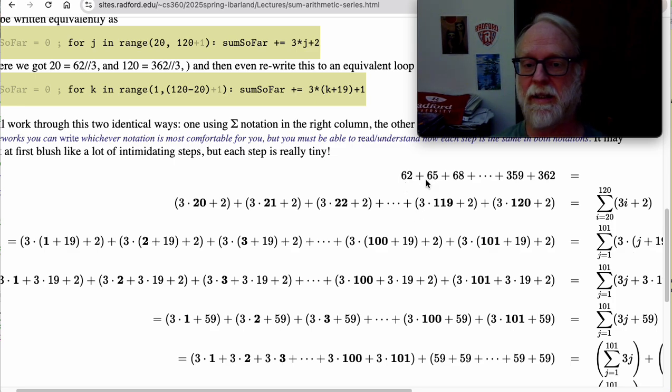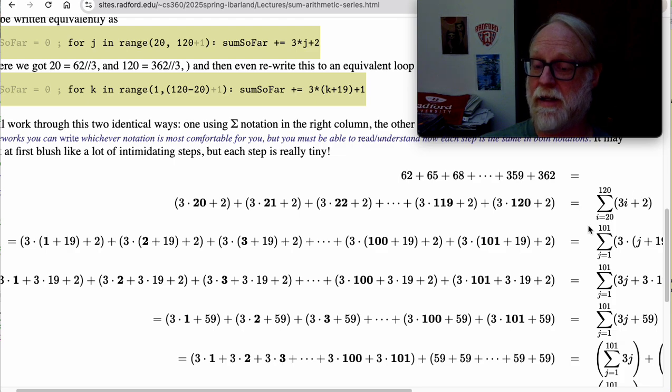So 62 plus 65 plus 68, going to rewrite that so we have something incrementing by 1. So that was 3 times 20 plus 2, 3 times 21 plus 2, 3 times 22 plus 2, and so on, ending at 3 times 120 plus 2. Okay, and you can see that that's the exact same thing here. And now once I've written it like that, I can say, hey, this is in the sigma notation. At least I can now write it down. As i goes from 20 through 120, it's 3i plus 2. That's our general term. Great, let's add those up.